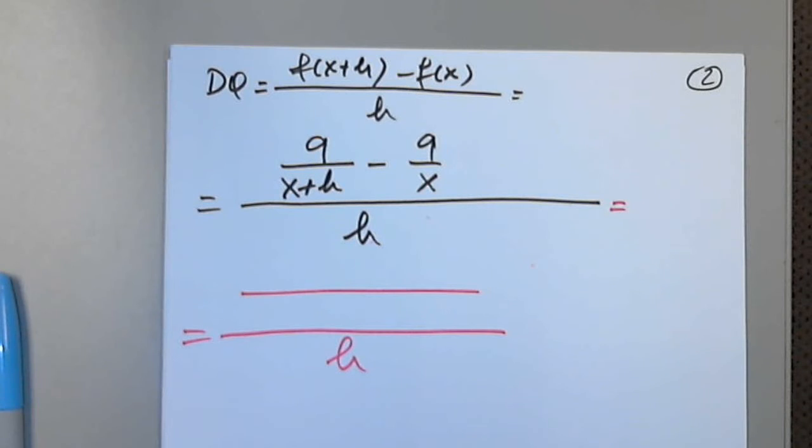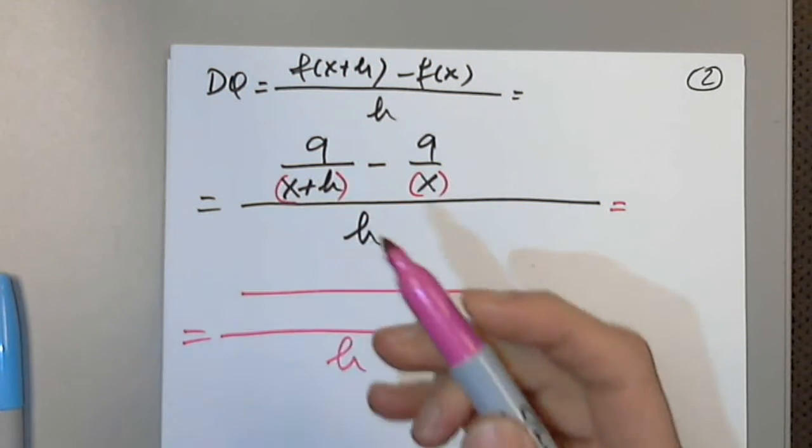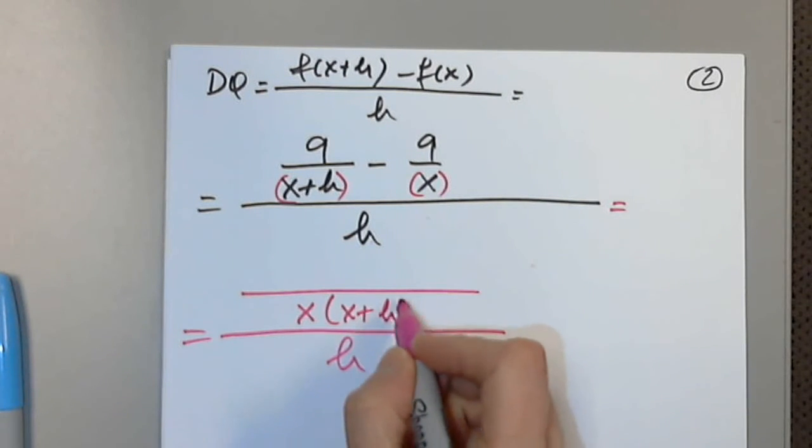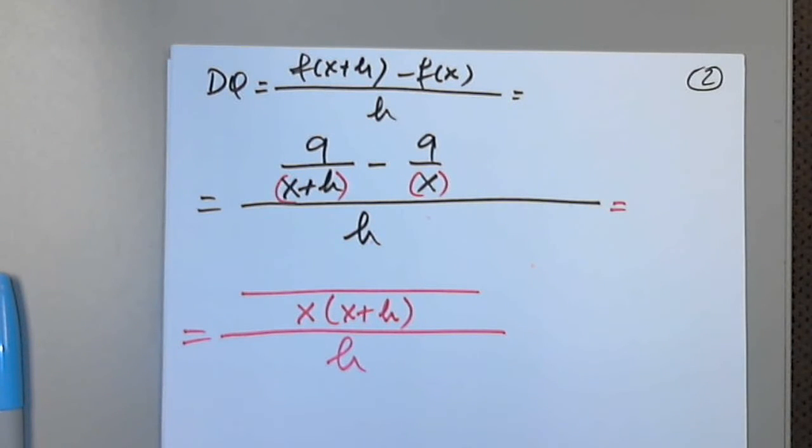x times x plus h. Yes, they have nothing in common. There are two different factors. Both of them have to be in the least common denominator. Mandatory. If there were three factors, all three would have been in there. Very, very good. Thank you.